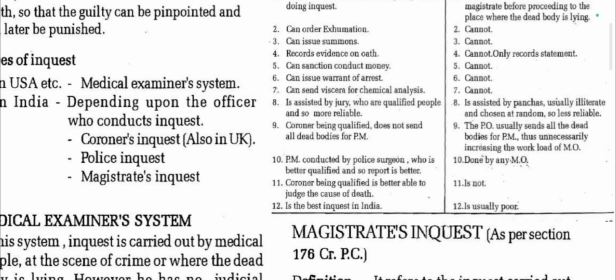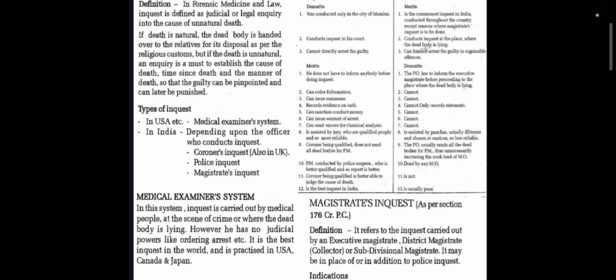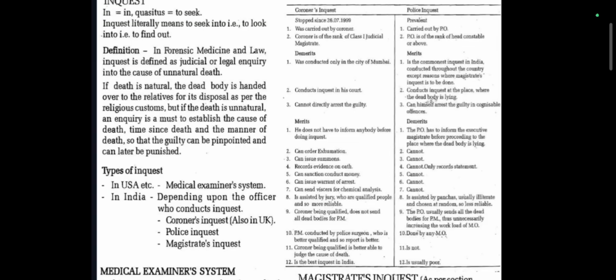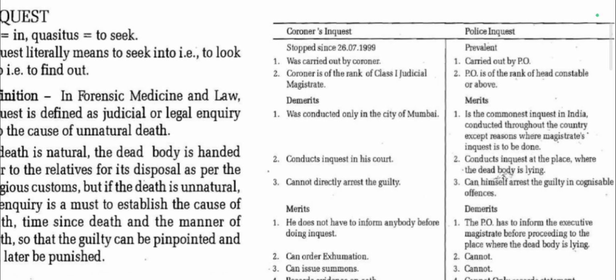And this inquest is usually poor in India. So these were the differentiating points between coroner's inquest and public inquest. Police inquest. If you start imagining any situation of crime or crime scene, then just write whatever you think. We all know this, that it is the commonest inquest.